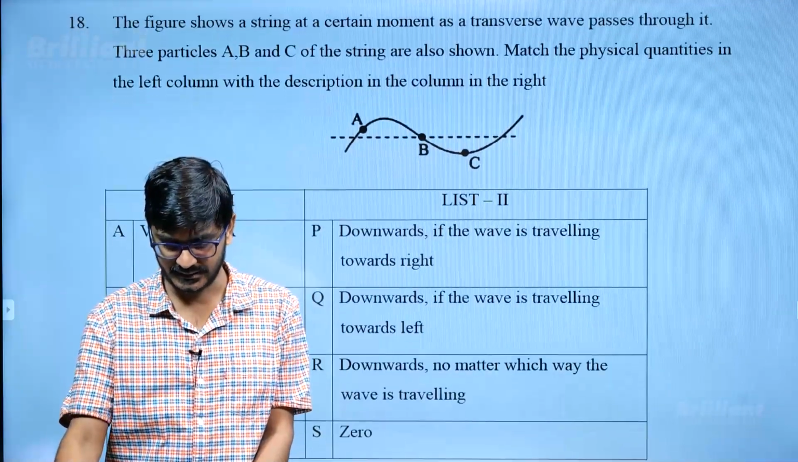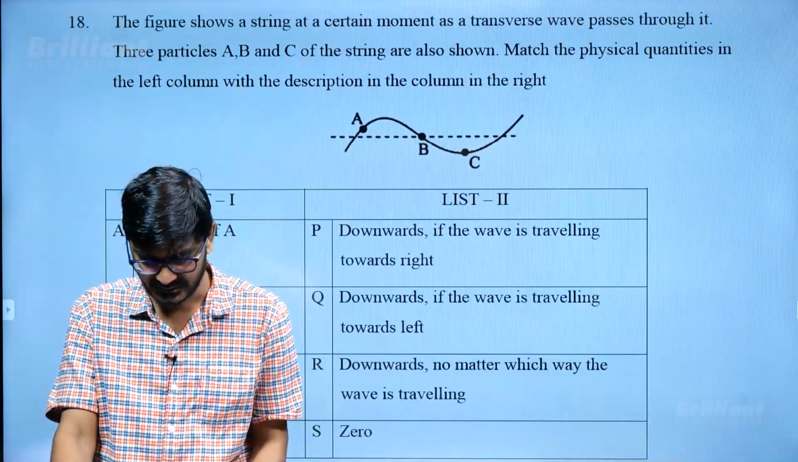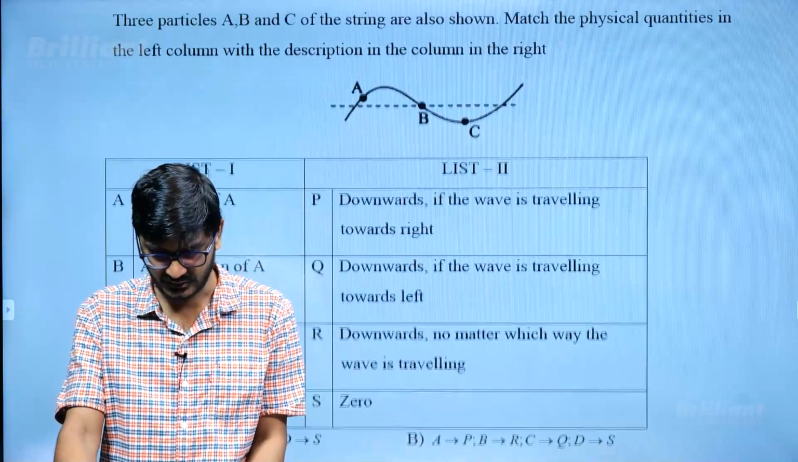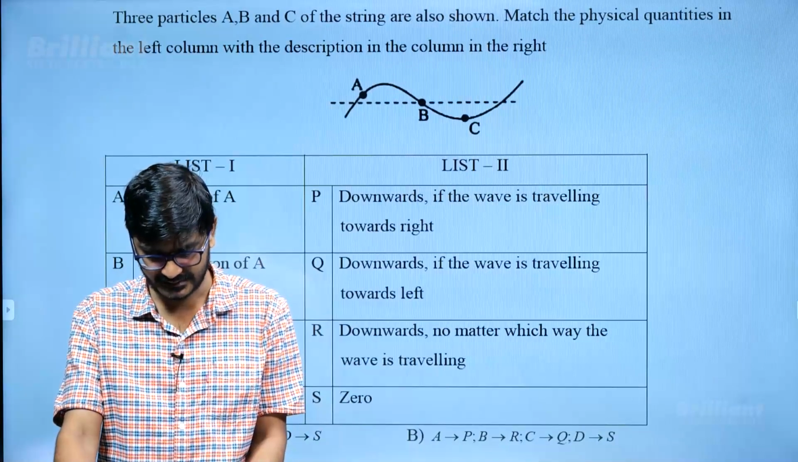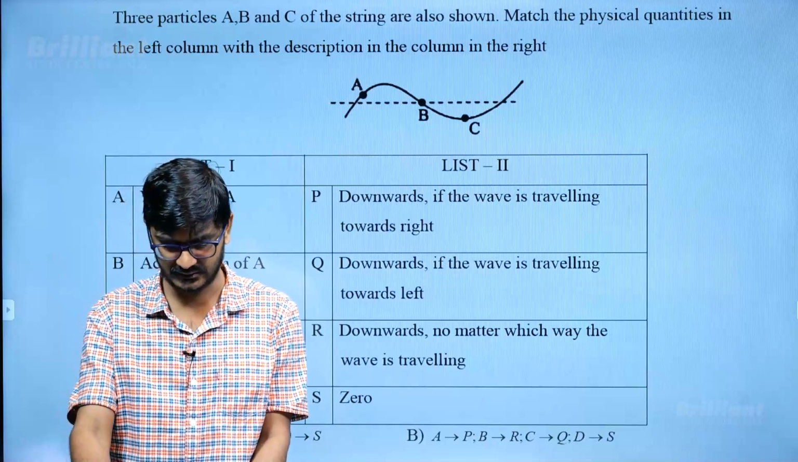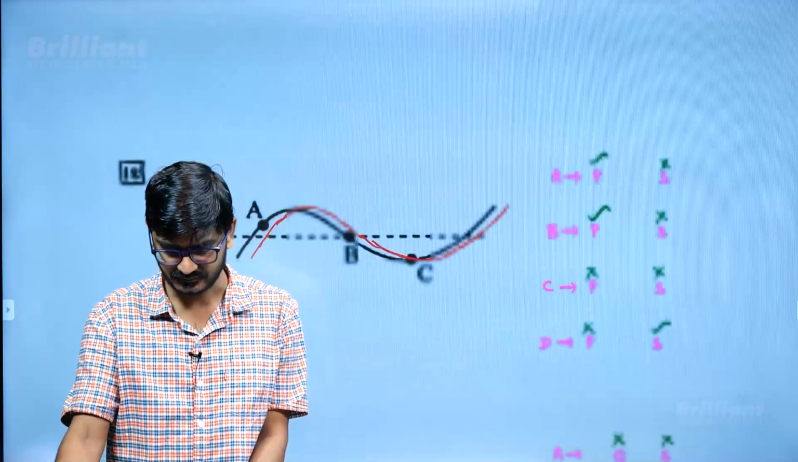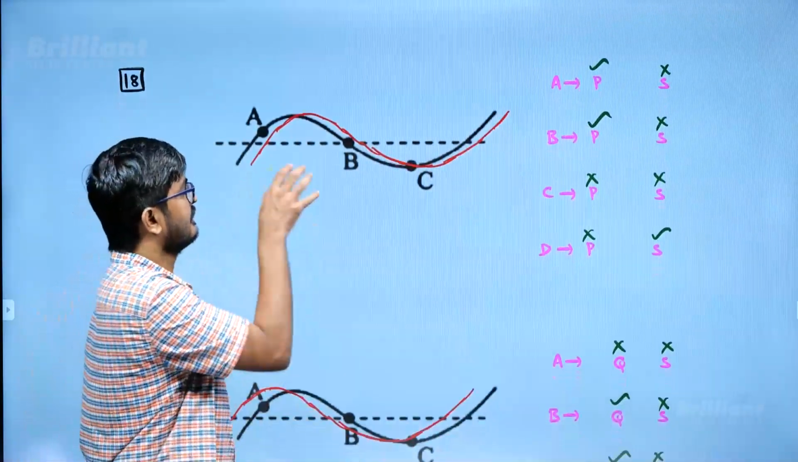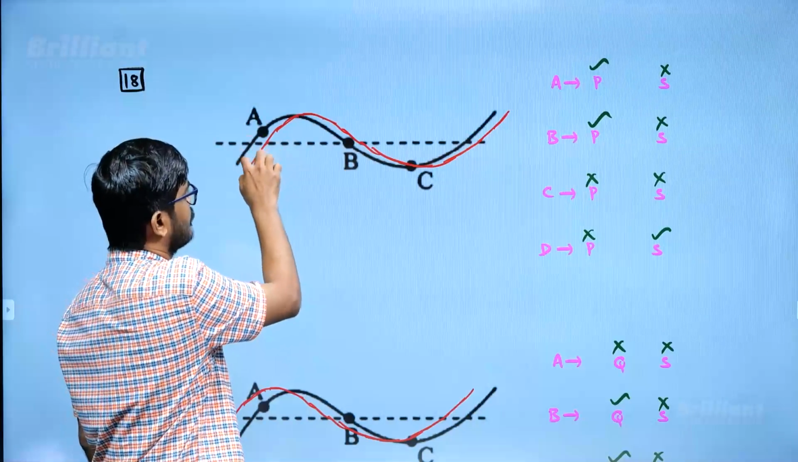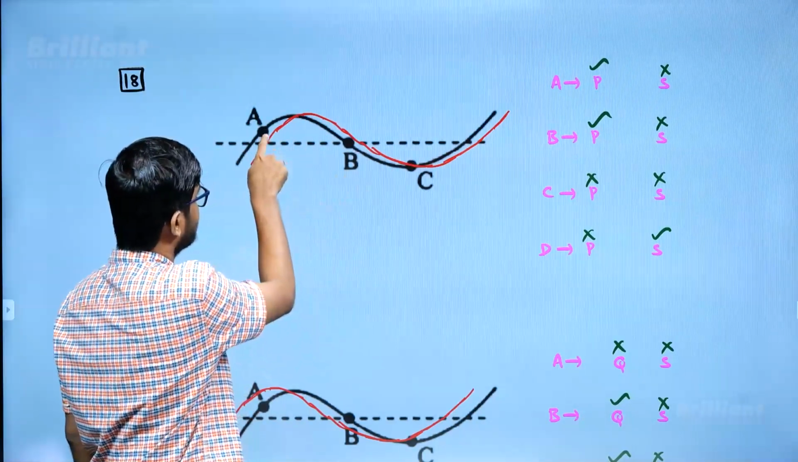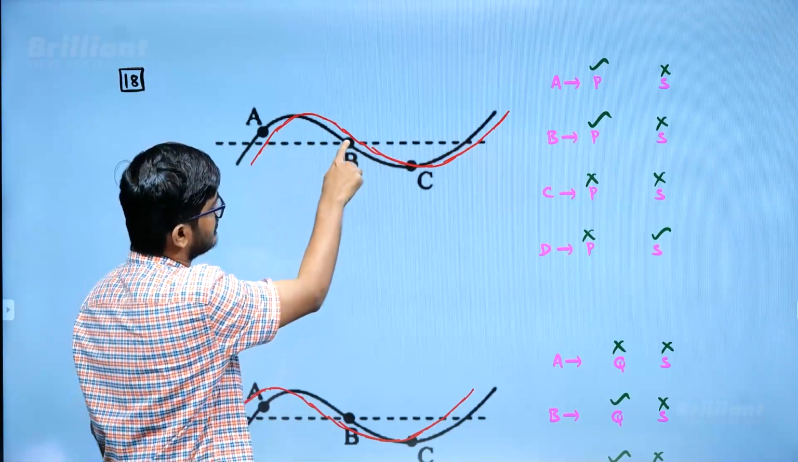Figure shows a string at a certain moment. Okay, so you need to match the following: velocity of A and acceleration of A, velocity of B and acceleration, velocity of C. So if the wave is moving forward, in the next moment it is going to look like this. So A is going downwards. A is going downwards.